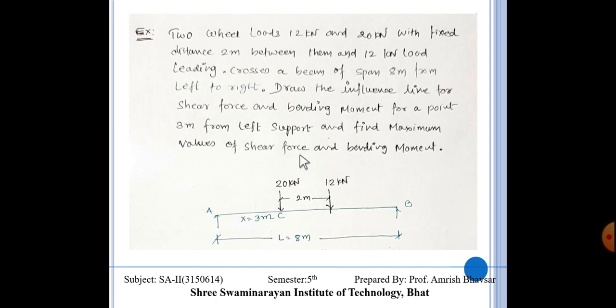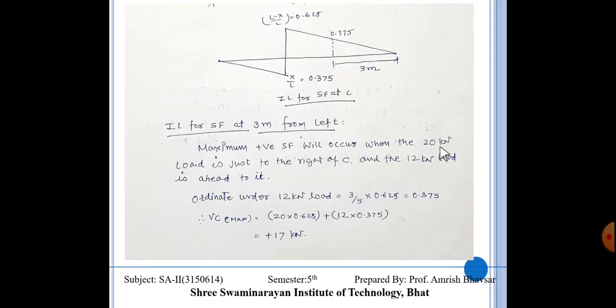Now find the maximum value of shear force and bending moment. Here we have to find out only shear and bending, so no need to draw influence lines for RA and RB. Now this is our beam and these two loads are given. So what we have to do? We have to just calculate ordinates for these two loads only. So we have to mark only the 2 points where forces are acting. So first we have to draw the influence line diagram for Vx at C.